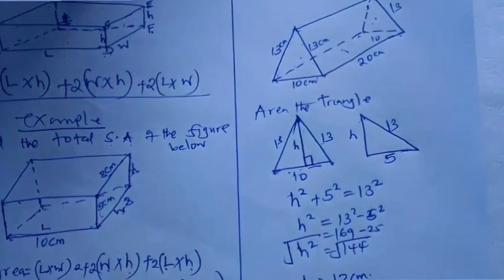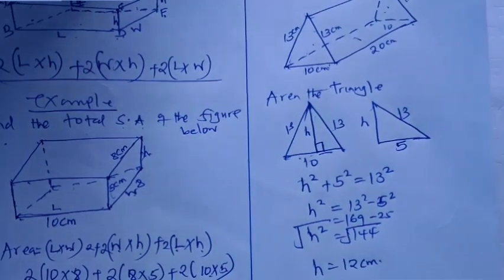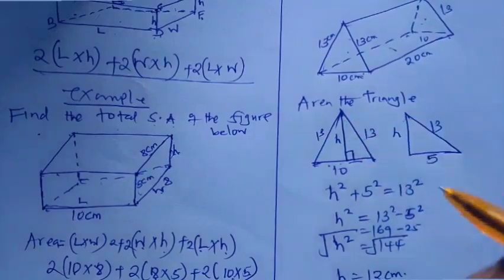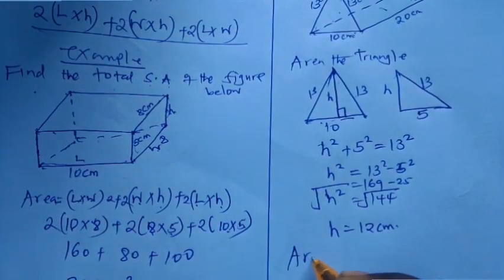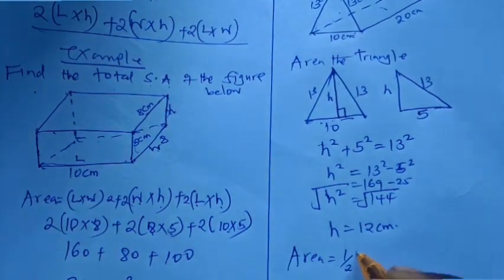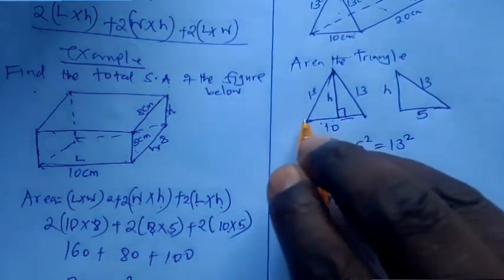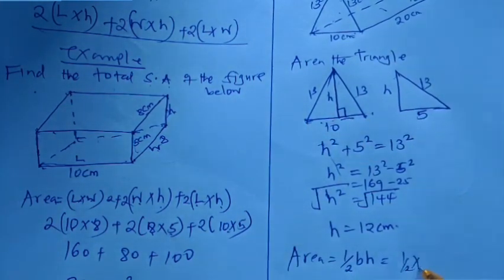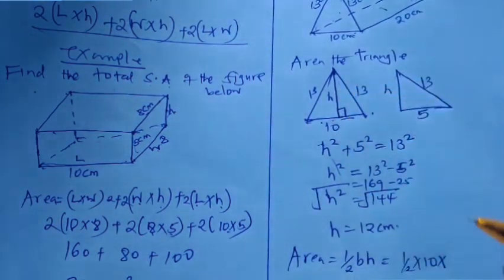H is equal to 12 centimeters. Now we have the h. Now we can calculate the area, which is equal to a half base times height. Our base is 10, so that is a half times 10, then times the height we have obtained, which is 12.